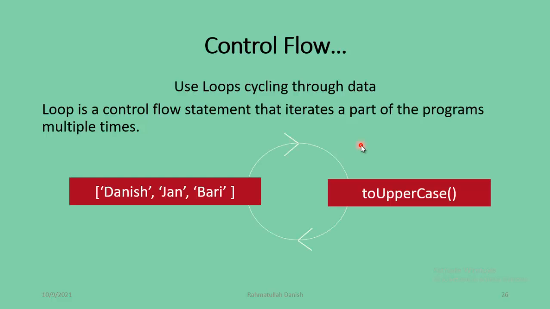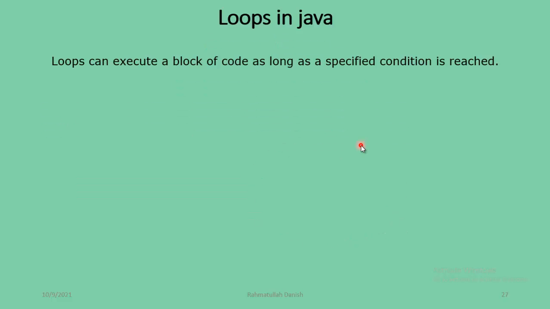These are the control flow charts. Loops in Java: loops can execute a block of code as long as a specified condition is met. When we reach the specific condition, the loop is stopped. Otherwise, the loop is executed multiple times. Examples: 10 times, 20 times, 50 times.